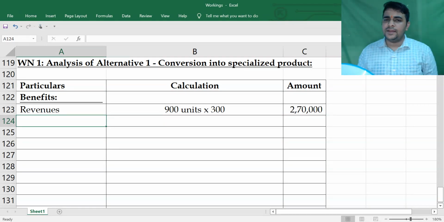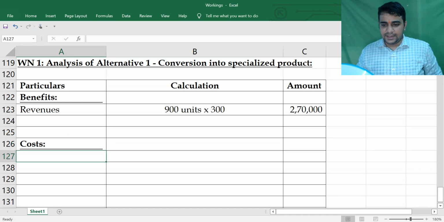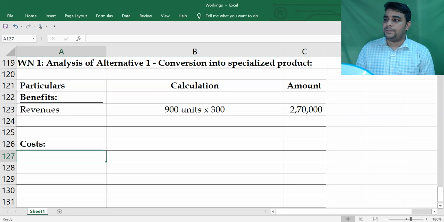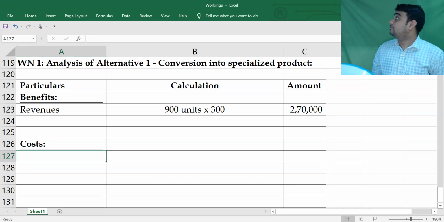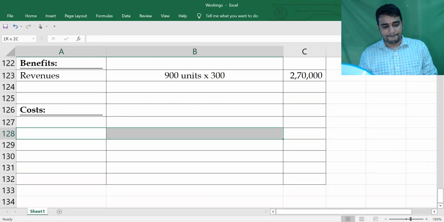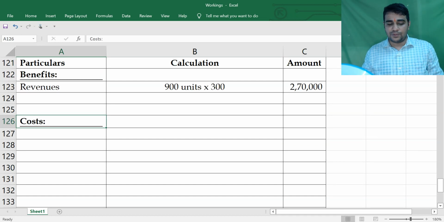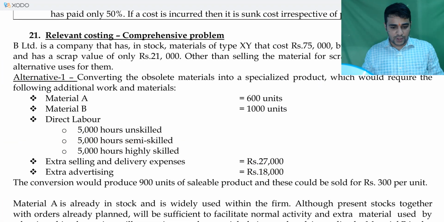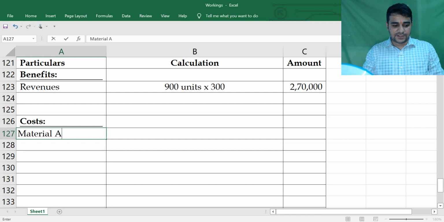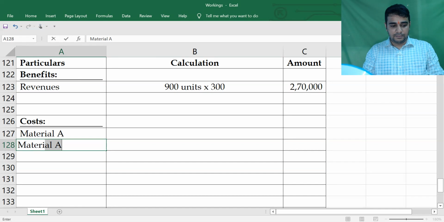I don't see any other benefit coming in, but I'll still leave 2 lines gap in case any other benefits are to be written. Then costs. Revenues is 2,70,000. Cost: material A, material B.